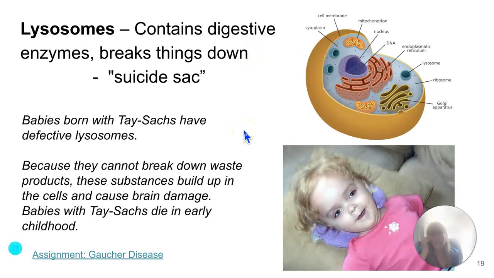All right. So here is a young child that has Tay-Sachs. She was born with defective lysosomes. Think about it for a second. If you were born with defective lysosomes, how would that impact your health?